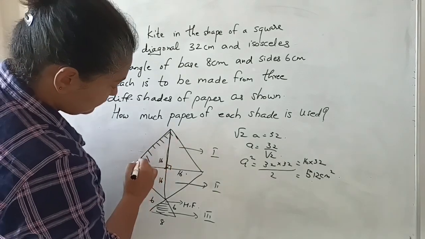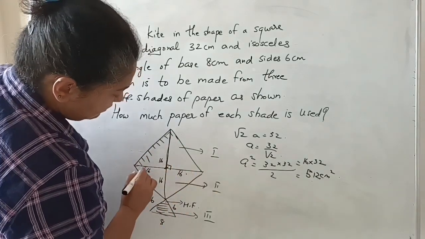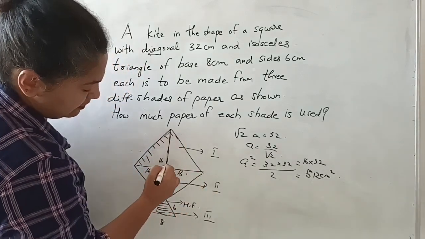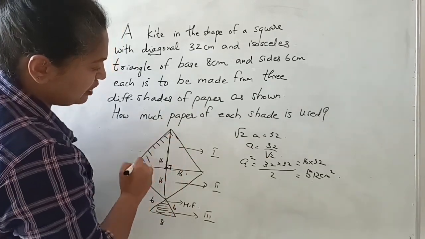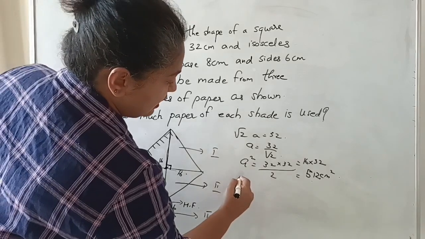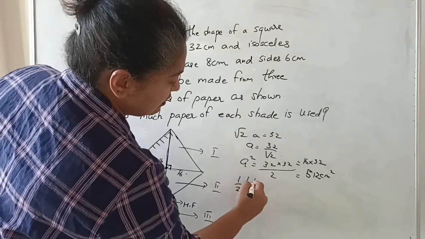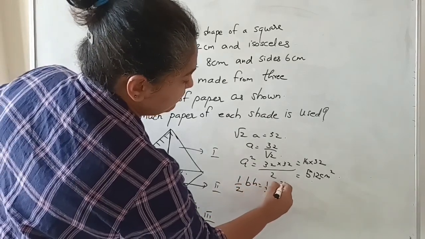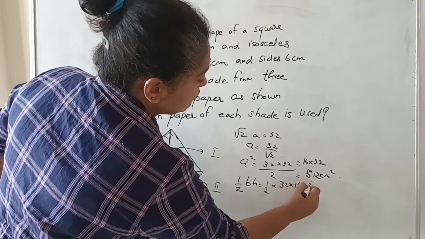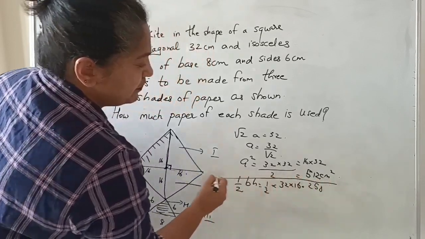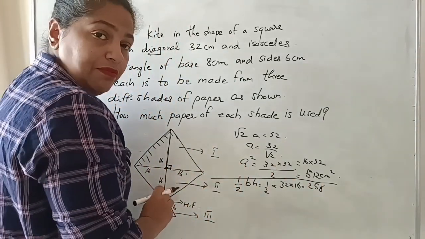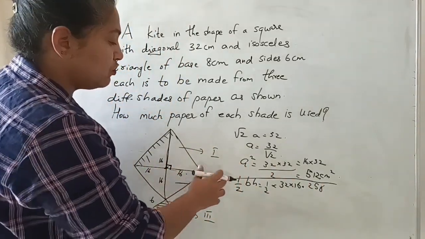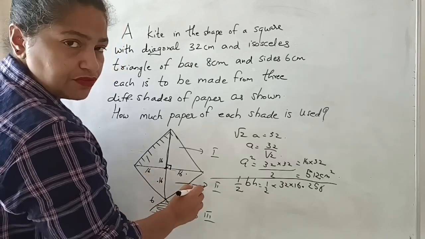You know that for this particular triangle, this is the base and this is the height because the diagonal is always at a 90° over here. So what is the area of the first triangle? The area of the first triangle is also given by half into base into height, which is half into 32 into 16, which will give you 256. Correct? That's the area of the first triangle. It will be the same area for the second triangle also. So this is also 256.